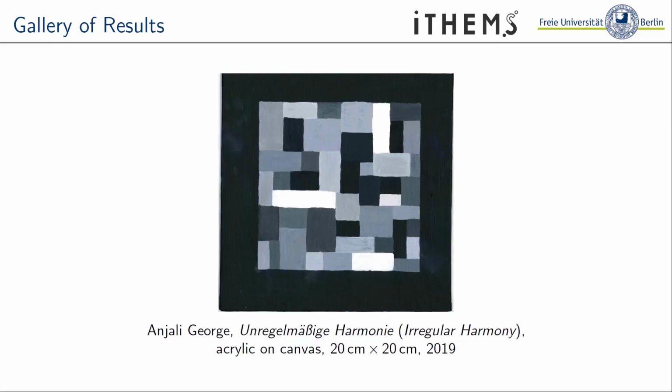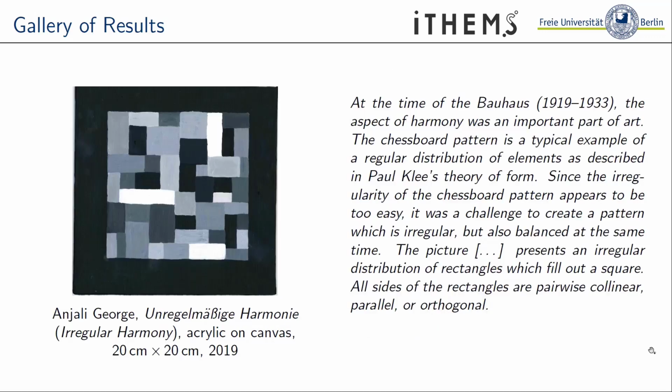Angeli George, unregelmäßige Harmonie. Time of the Bauhaus, 1990 to 1933, the aspect of harmony was an important part of art. The chessboard pattern is a typical example of regular distribution of elements as described in Paul Klee's theory of form. Since the irregularity of the chessboard pattern appears to be too easy, it was a challenge to create a pattern which is irregular but also balanced at the same time.